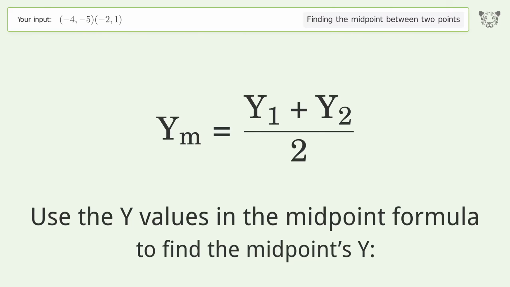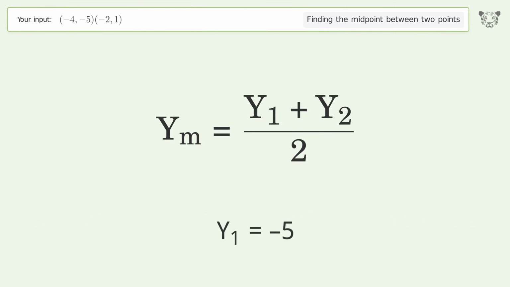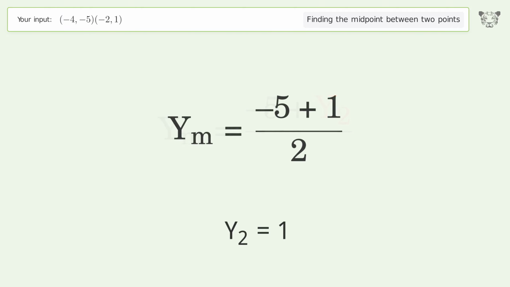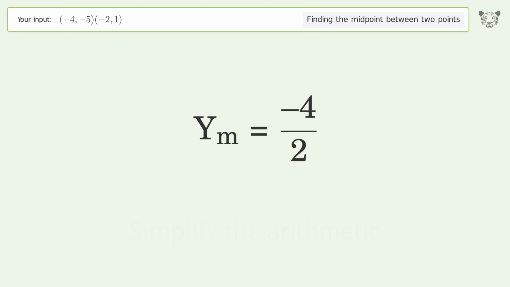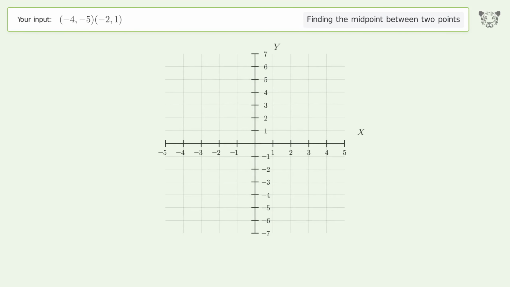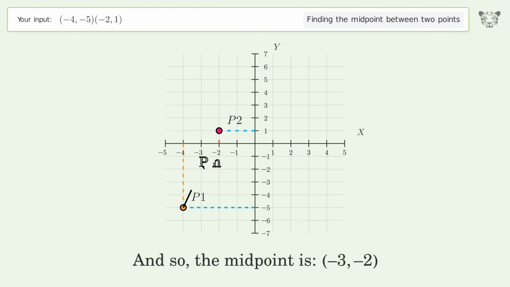Use the y values in the midpoint formula to find the midpoint's y. y1 equals -5. y2 equals 1. Simplify the arithmetic. And so, the midpoint is -3, -2.